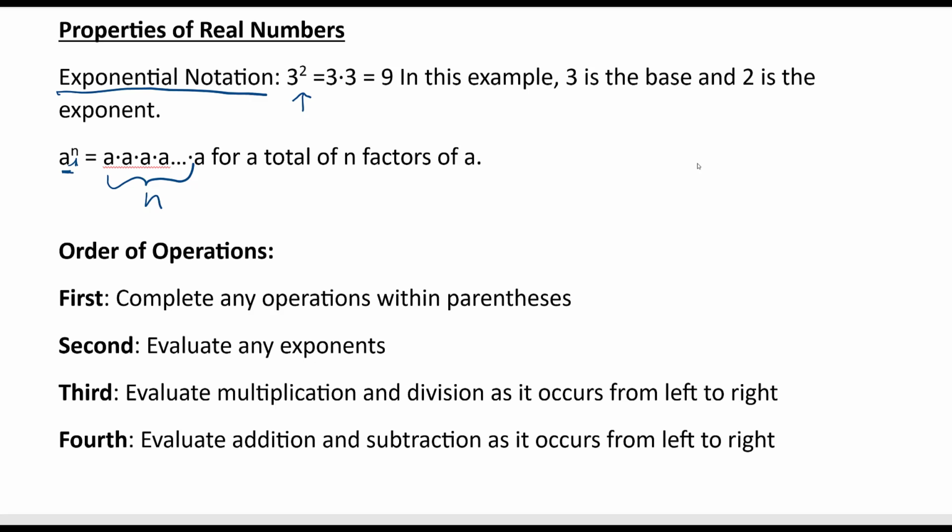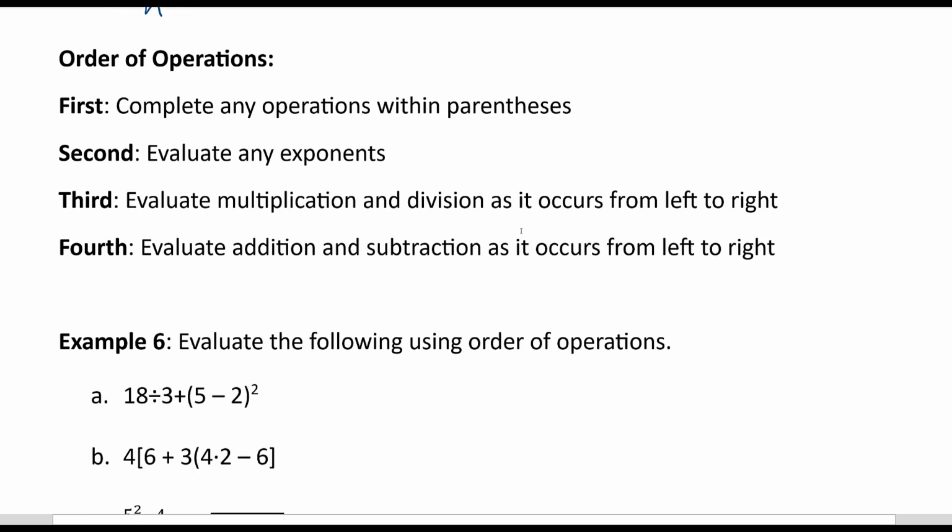Now order of operations, I'm not going to go with PEMDAS, which is what a lot of people do because it confuses some of the priorities for multiplication, division, and then addition, subtraction. So first you're going to complete any operations within parentheses, and then you're going to evaluate any exponents, and then evaluate multiplication and division as it occurs from left to right. I want to be clear about this. Multiplication does not always come before division. What happens, you do whatever is first from left to right. Then evaluate addition and subtraction as it occurs from left to right.